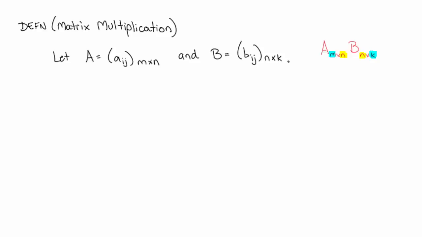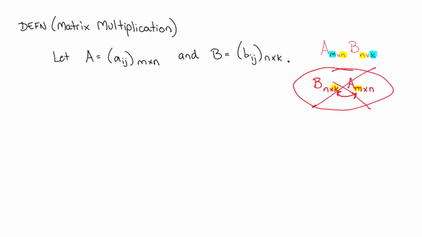On the other hand, if I were to take B and try to multiply it by A, B is an n by k, A is an m by n. Because the inner dimensions don't match, the m and the k, let me highlight those. Because the m and the k do not match up, this multiplication is no good. It will not work out. All right, so that's just the first thing before we even get into the definition.